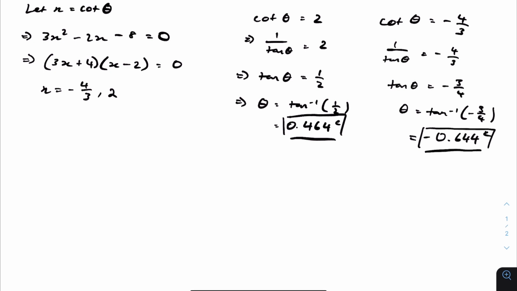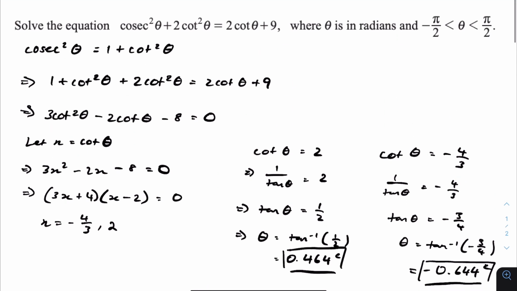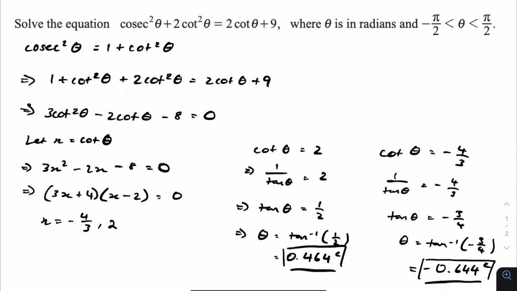And if you want to check that it's in our range, so pi over 2 is 1.57 and negative pi over 2 is negative 1.57, and these two solutions are both within that range. So therefore, our solutions to this equation are theta is 0.464 and negative 0.644 radians.